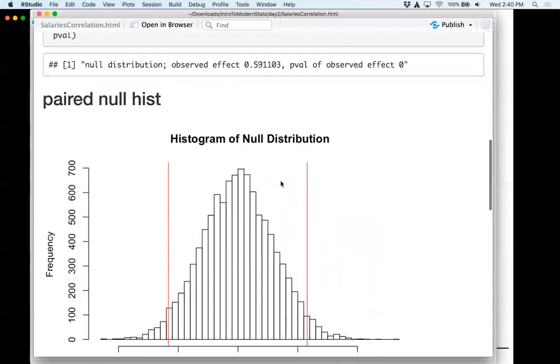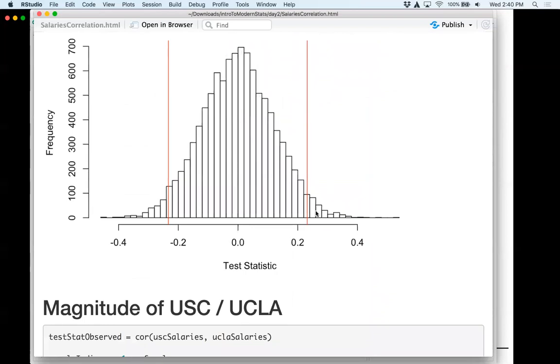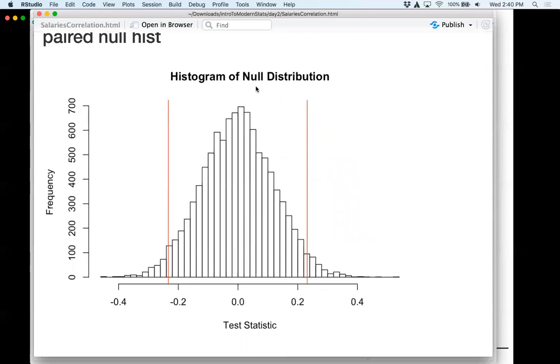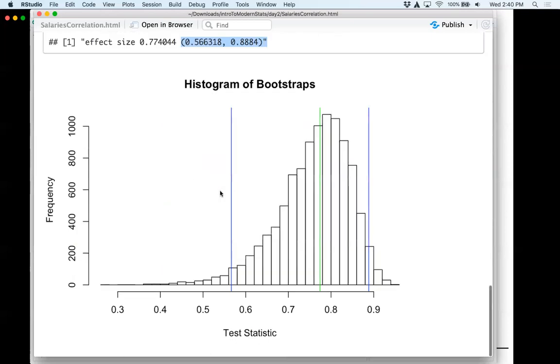Any questions on correlation coefficients and how we got a null distribution from a permutation test that tells us if it's real or not real, and we got a bootstrap that tells us our magnitude confidence bounds?